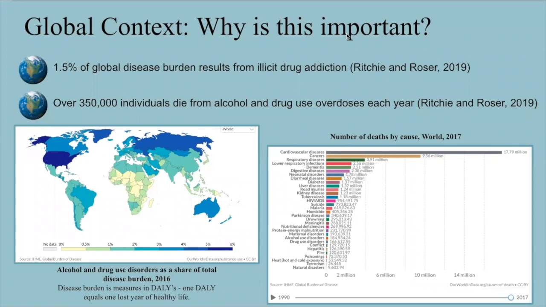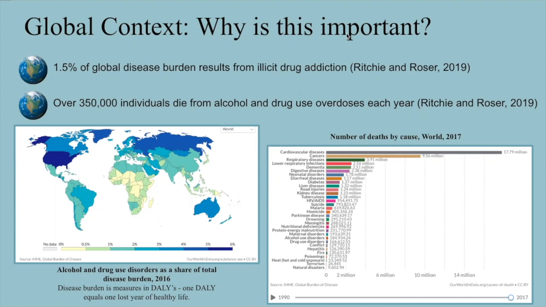Hello, my name is Diane, and I will briefly discuss global context. Why is it important to learn and discuss associative tolerance to drugs? Drug use and associative tolerance to drugs affects many people globally. Pictured on the slide on the left is a global map depicting alcohol and drug use disorders as a share of total disease burden. The map measures disease burden in DALYs. One DALY equals one lost year of healthy life.